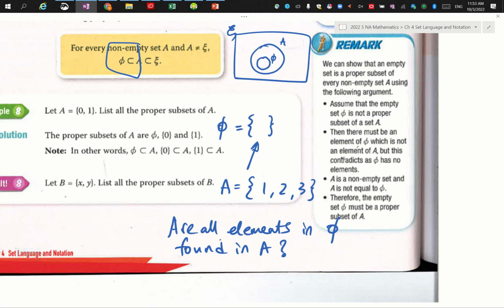And therefore we have the second property. Every set is found inside the universal set. Every set is a proper subset of the universal set. So if you cannot take that, you need to memorize, then you just memorize this. Okay?